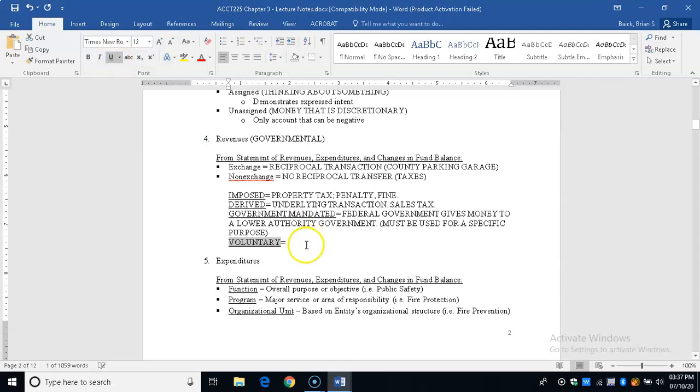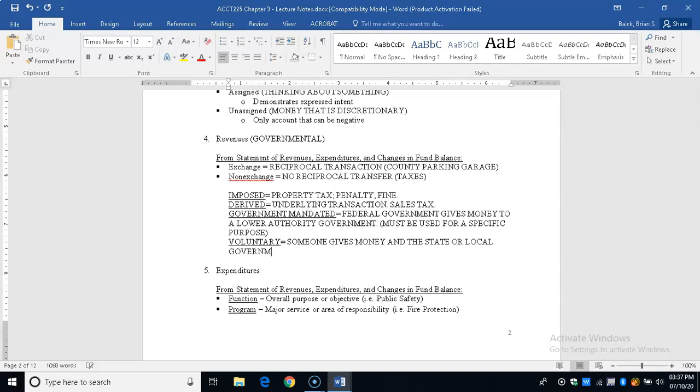What's voluntary non-exchange revenue? That's when someone gives money and the state or local government can decline it.